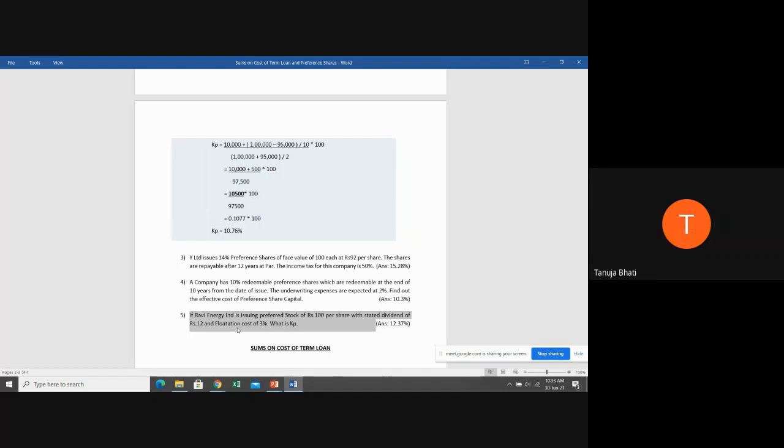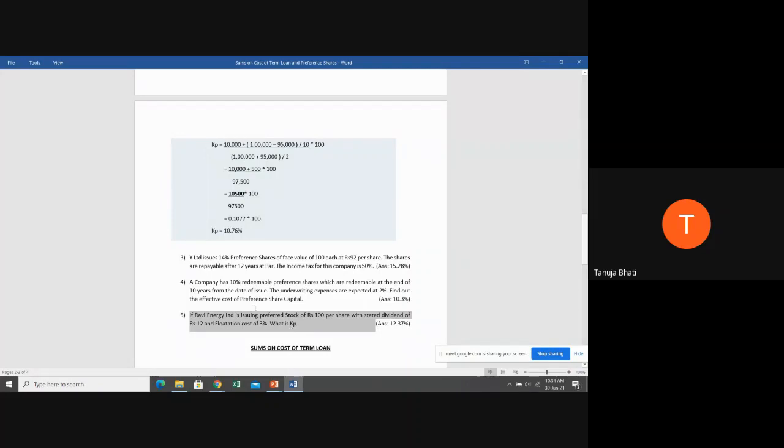What is going to be the NP? 97. That is 100 minus expenses on issue. That is flotation cost 3%. So 100 minus 3% of 100 will give you 97. So you know what is your dividend, you know what is your NP. So you substitute the figures in the formula, solve it, you will get KP.